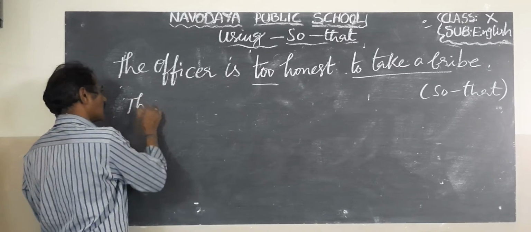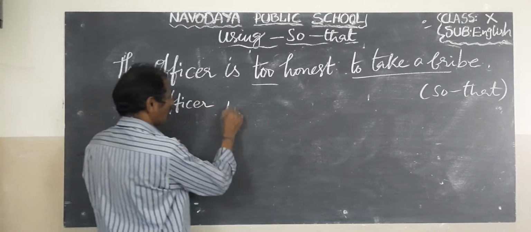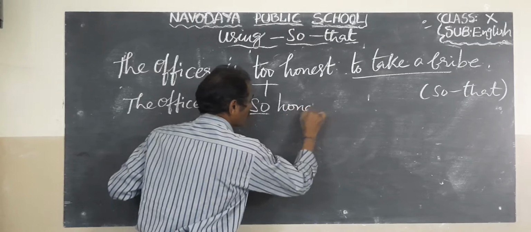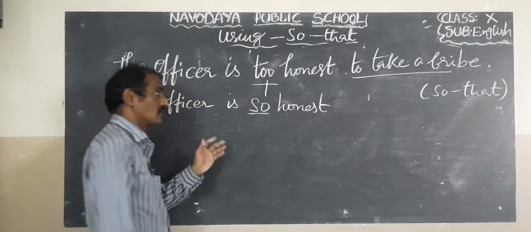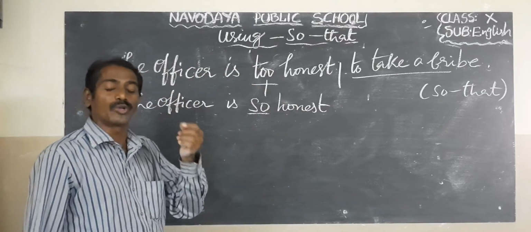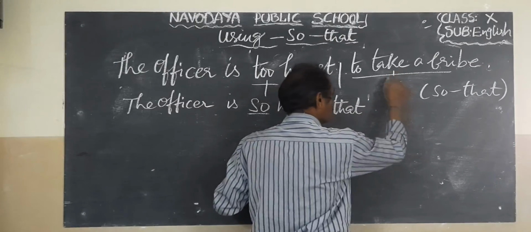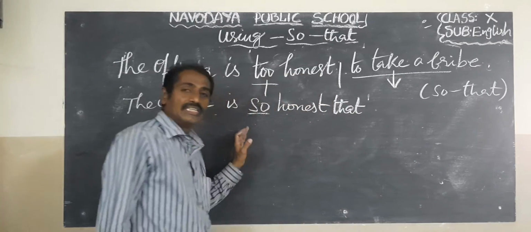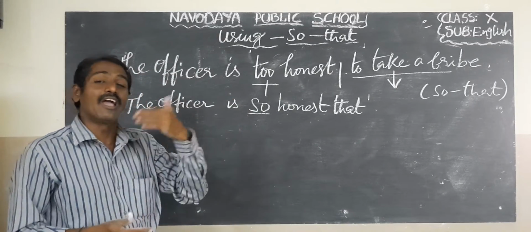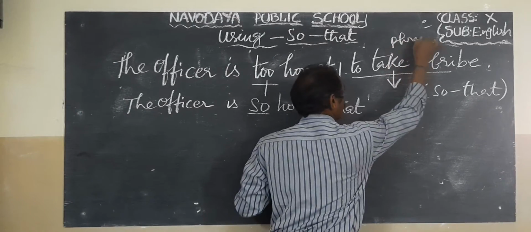So the subject is the same here: the officer. Next, "to" means what we have right here. So honest, that is, too honest means so honest. So here is the completion of the sentence. When we go to the next part of the sentence, we should write the conjunction "that". So that here is it. Okay. "To take a bribe" is a phrase. We should convert the phrase into a clause. A clause requires a subject. You know this is a phrase.